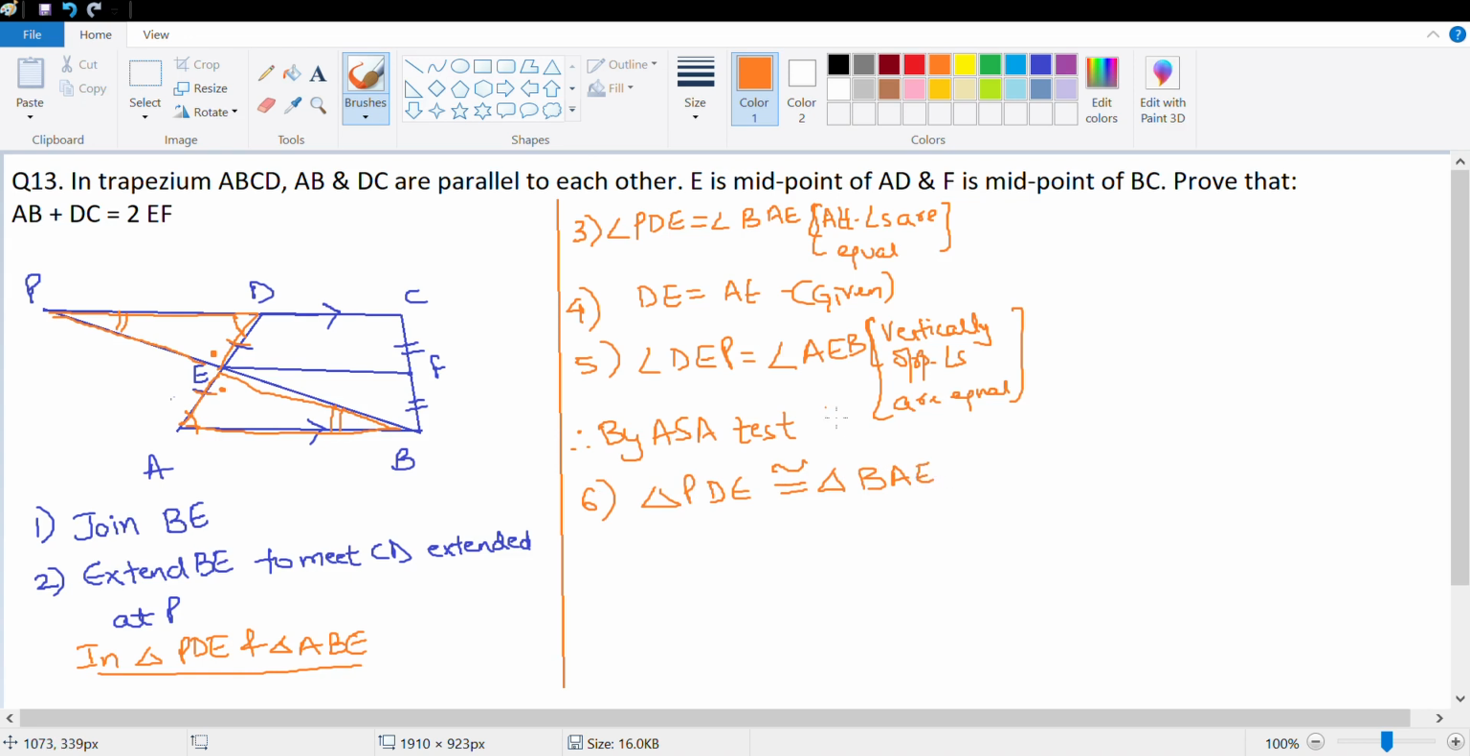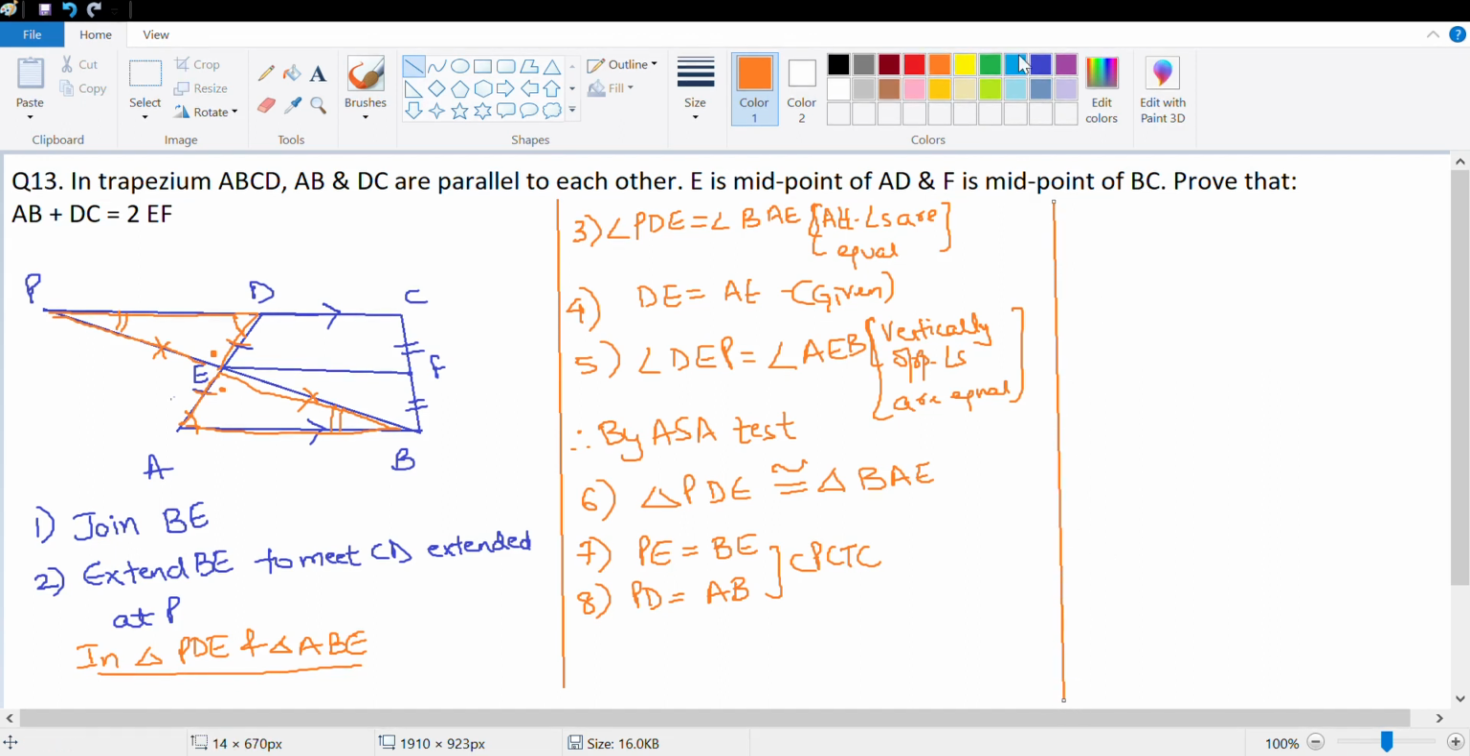What does it help me get? It helps me get that PE and BE are equal. So let's just mark that PE and BE are equal. So this is PE is equal to BE. What it also helps me get is PD is equal to AB. Perfect. This is CPCTC. So this should help me a lot in getting my next step further.